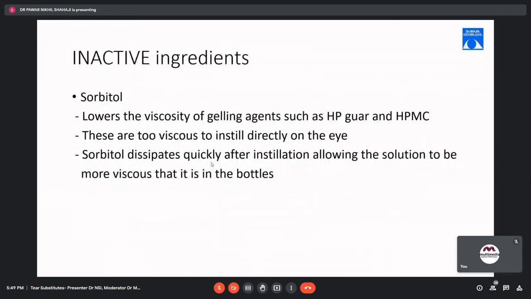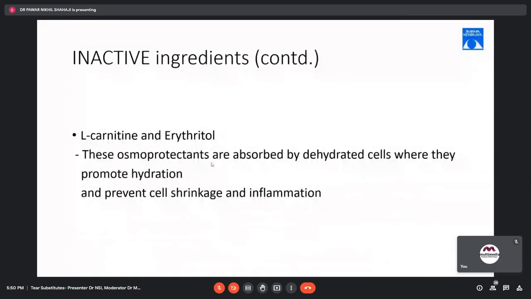Some inactive ingredients of the tear film substitutes are sorbitol. It lowers the viscosity of gelling agents such as HPG and HPMC. These are too viscous to instill directly on the eye. Sorbitol dissipates quickly after instillation, allowing the solution to be more viscous than it is in the bottle. L-carnitine and erythritol are osmoprotectants and are absorbed by dehydrated cells, where they promote hydration and prevent cell shrinkage and inflammation.